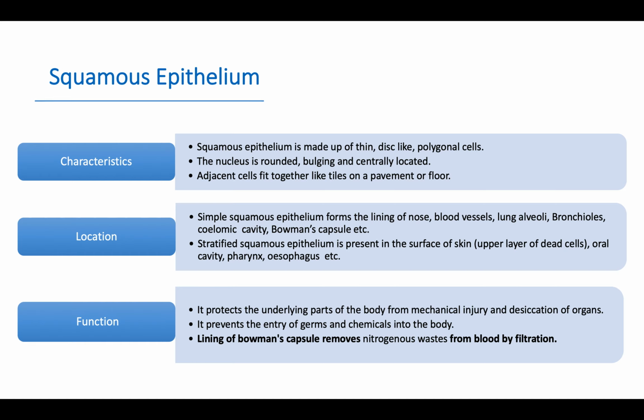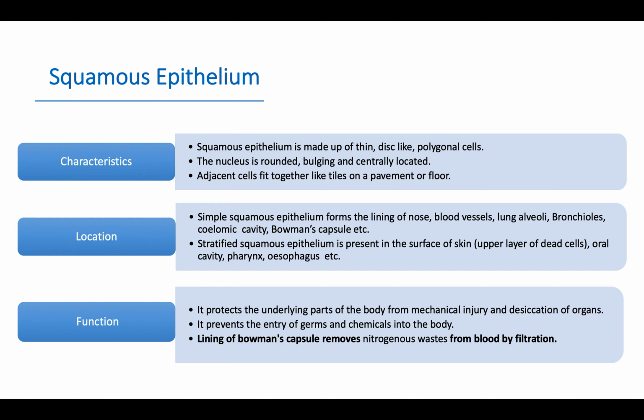First type, squamous epithelium. Characteristics of squamous epithelium. Squamous epithelium is made up of thin, disc-like polygonal cells. The nucleus is rounded, bulging, and centrally located. Adjacent cells fit together like tiles on a pavement or floor. Location of squamous epithelium.